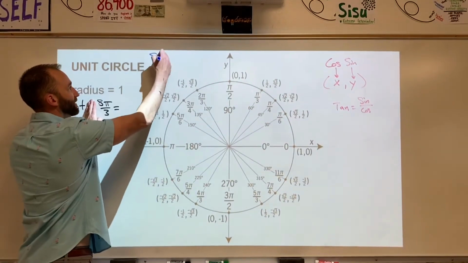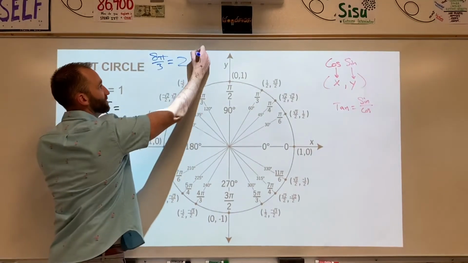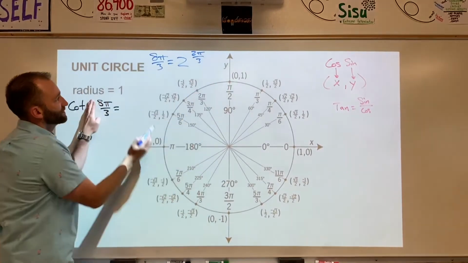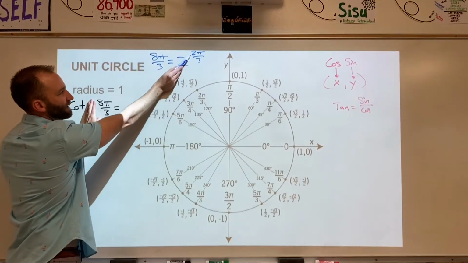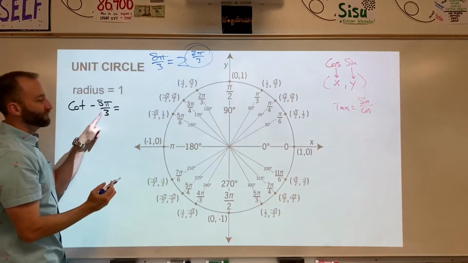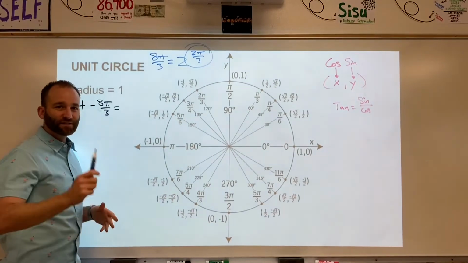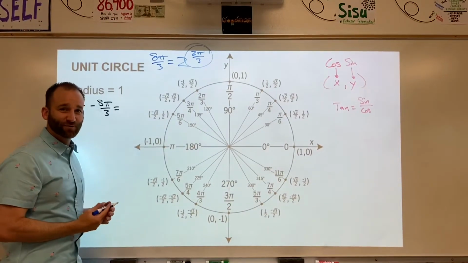If I took 8 pi and divided it by 3, that would be 2, and then there would be 2 left over. So 3 can go into 8 2 times, and that would leave me with a remainder of 2. So that means 8 pi over 3 is in the same spot as 2 pi over 3. If that was confusing, rewind it, watch it one more time.